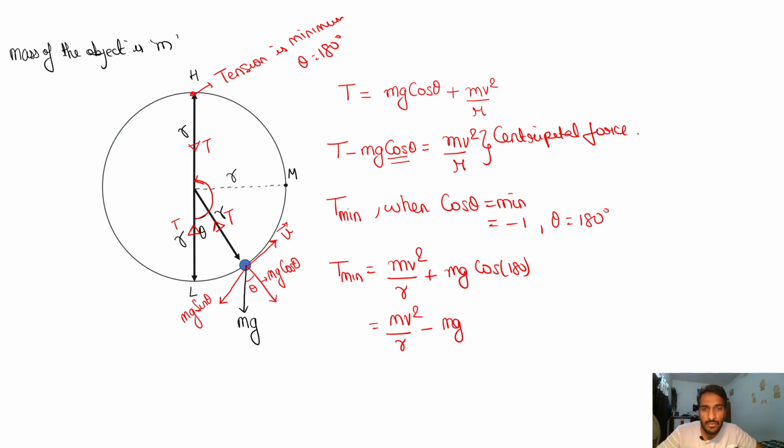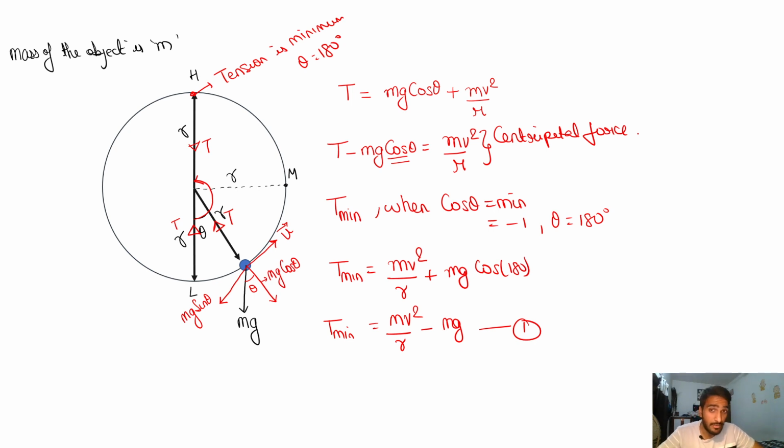So if we want to find the value of v, basically this is the value of T minimum, the minimum tension, right? So let's say this is equation number 1, which is quite obvious. I hope you have understood it, right?